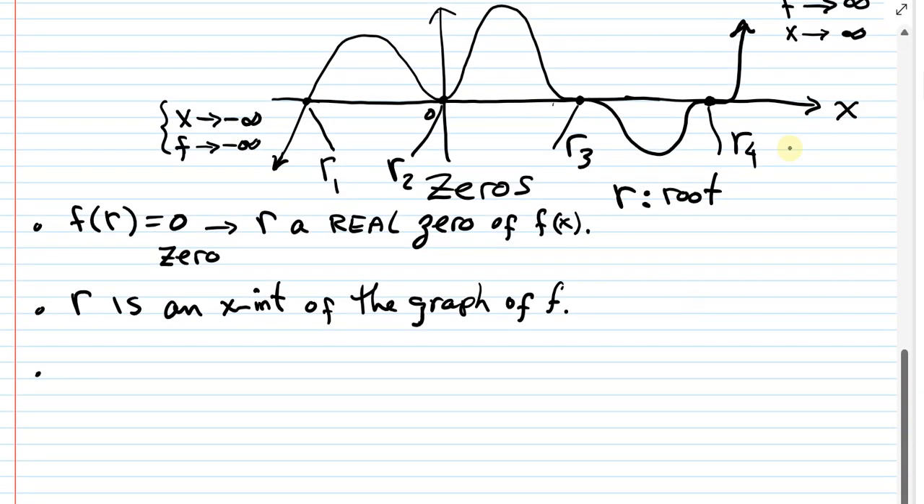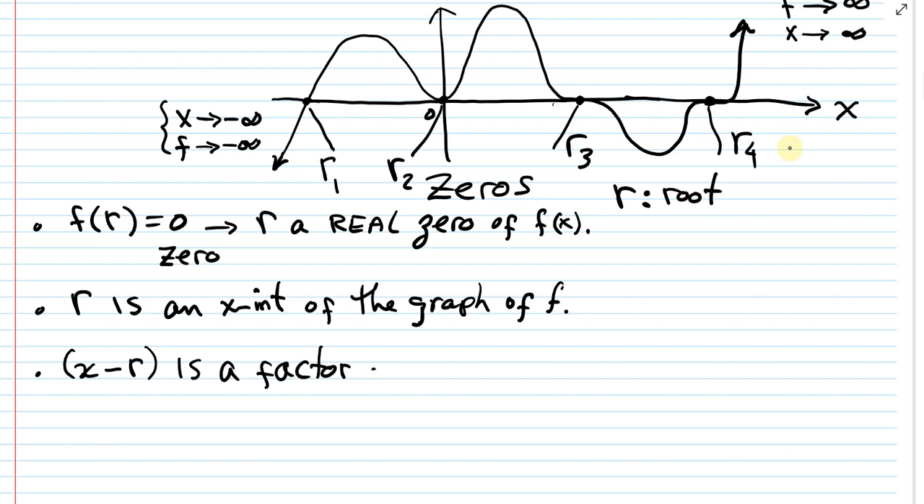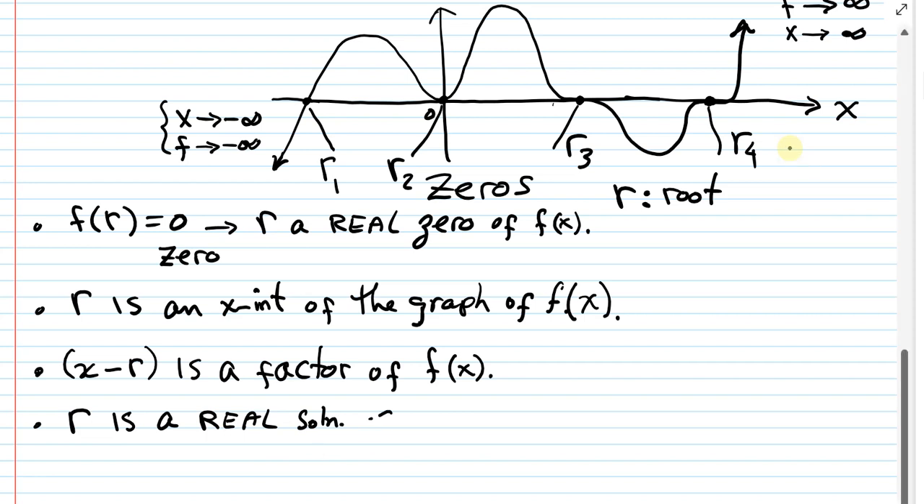Another way to reference this work that we're doing, then x minus r, that binomial, is a factor. It will be a factor of the function f of x. Okay. And finally, we say that r is a real solution of the equation f of x equals 0. Okay, so these are the roles r plays.